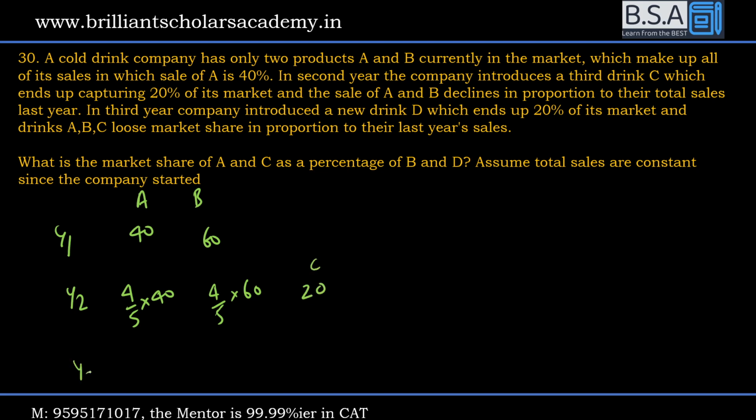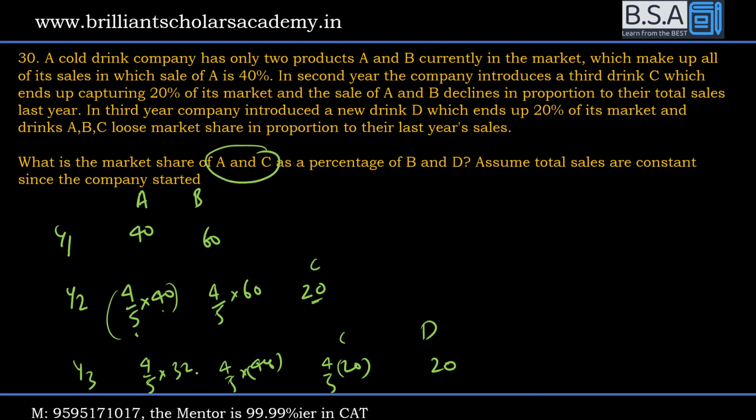Now when you go to year 3, I am saying it will again decrease by 20%. When you decrease it by 20%, it will again become 4 by 5 of 32. 32 is 32, yes, no. And this will become 4 by 5 of 48. Can I say this will also become 4 by 5 of what? 20. That is the share of C. And what is share of D now? So in this manner, you can calculate the share of what? A and C together. What is A and C together?